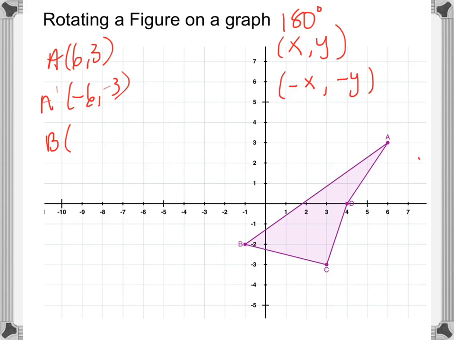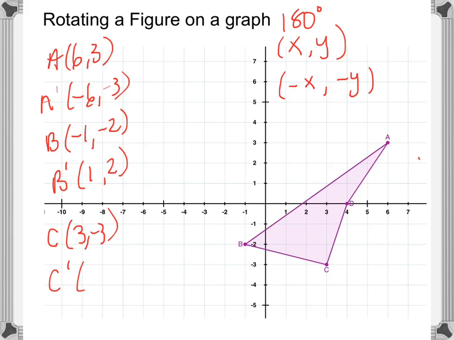B is at -1, -2. So B prime is at 1, 2. So I'm just taking the opposites of the original coordinates. C is at 3, -3. So C prime is at -3, +3. Okay, so A prime is at -6, -3. So there's A prime. B prime is at 1, 2.